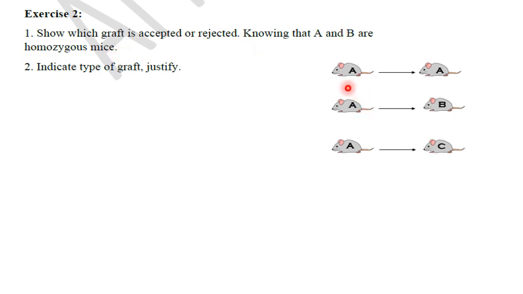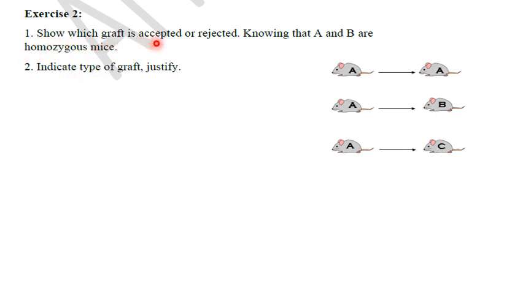Here we have the first graft. It occurs within the same individual or the same mouse. So this graft occurs within the same individual. Here it occurs between individual A and B. So A and B are homozygous mice. They have the same HLA molecules. And the last graft occurs between mouse A and C. So they are different individuals within the same species.